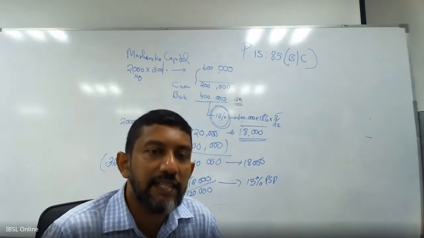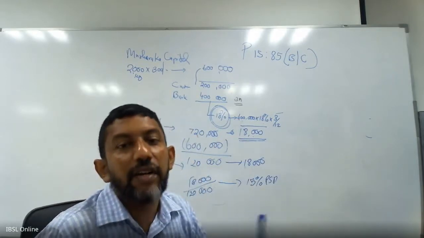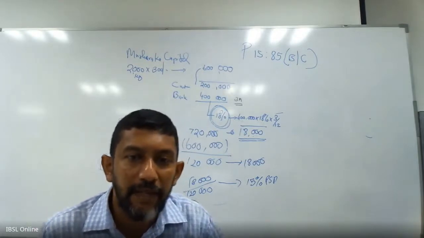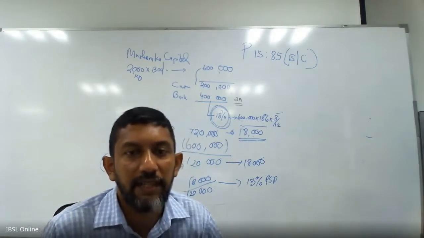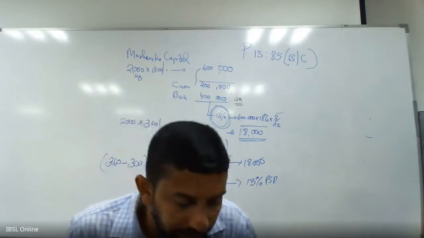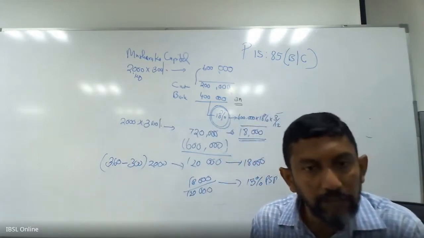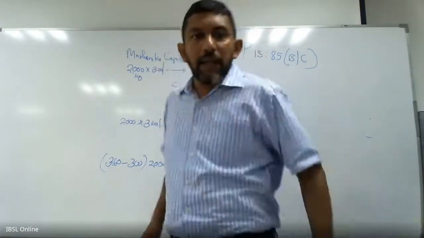Once the PSR is established, different types of sales will generate different types of profits and losses. Those are the questions beyond this. But first we need to understand how the PSR is established. Is that clear? Any questions? Okay, we'll move to the next question.